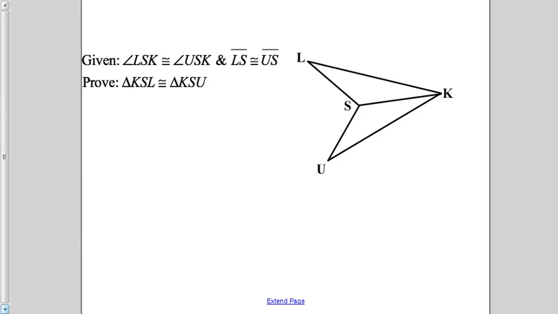Okay, so we've got our next one. I'm going to walk you through this one and write out the proof. And then the one after this, I'm going to walk you through it and then let you guys try to write out the proof on your own. Okay, you ready for that?